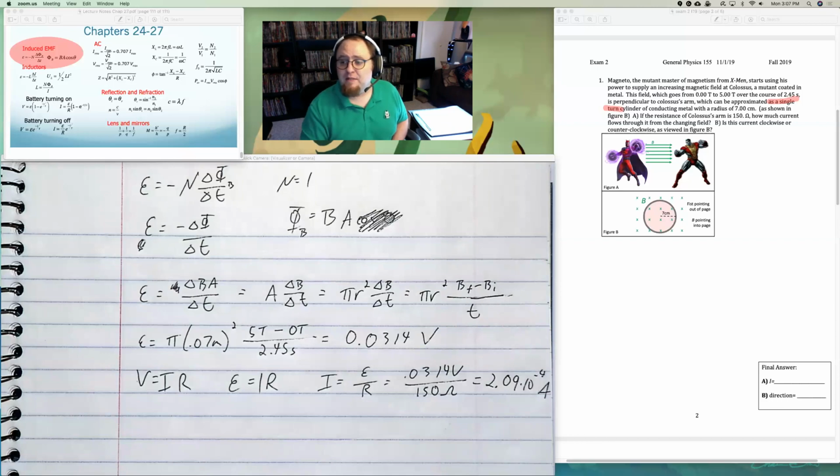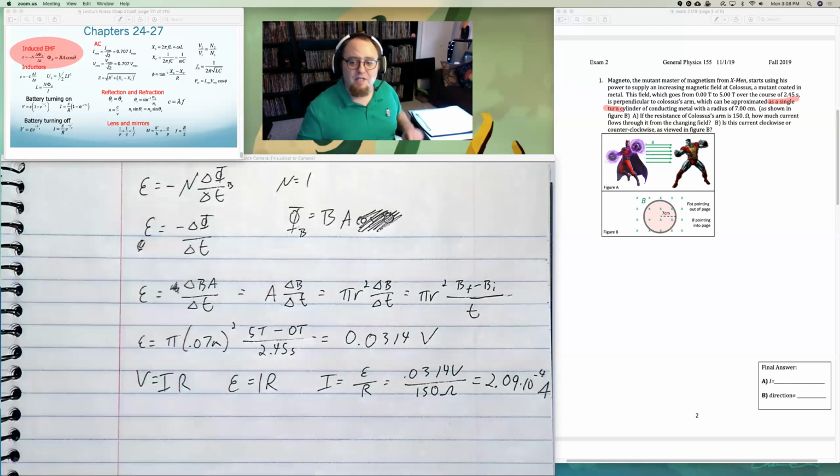Now there is a part B. Is this current clockwise or counterclockwise, as viewed in figure B? For whether clockwise or counterclockwise, you're going to need to think about that Lenz's law idea, that minus sign. See, what we're saying is that B is into the page and getting bigger. Induced EMF wants to undo changes. And so we're getting more field into the page. If we're getting more into the page, it's going to induce a field out of the page, trying to undo the change. And so if B is getting bigger in, you'll induce out.